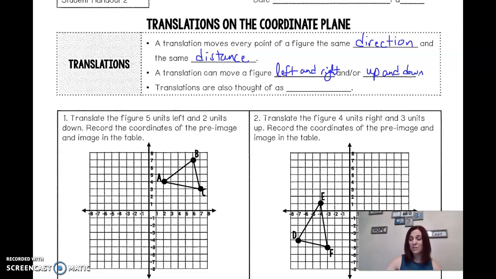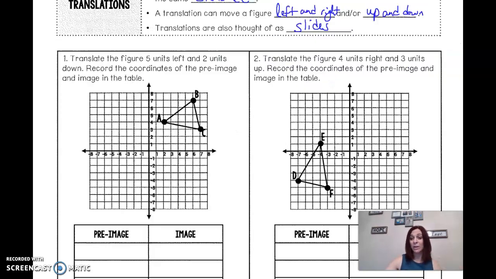Now, sometimes we don't have to go up. We may just move left. Sometimes we're going to go down and to the right. So just different types of translations, but they're moving in the same direction, the same distance. We think of them as a slide. So translations are also thought of as slides. You're sliding things around. Okay? All right, so let's take this and put it into practice.